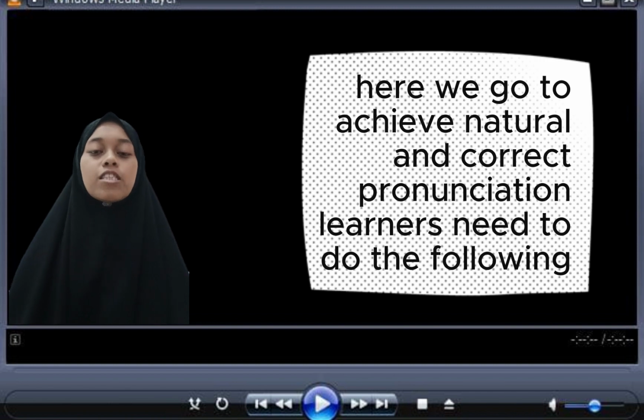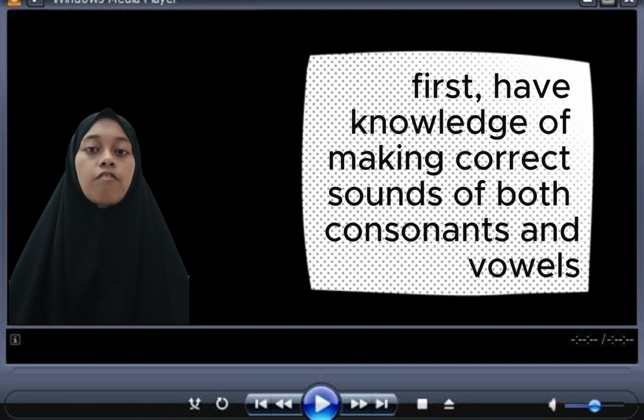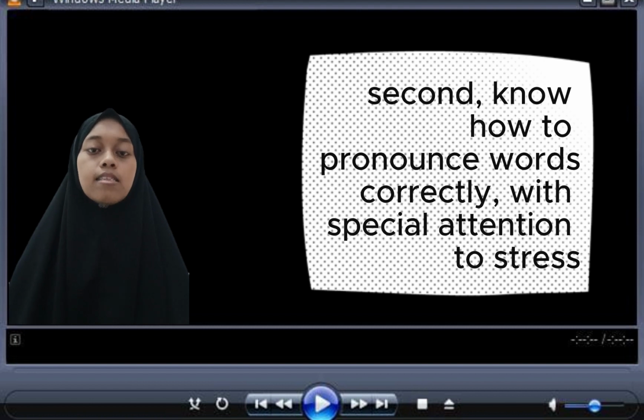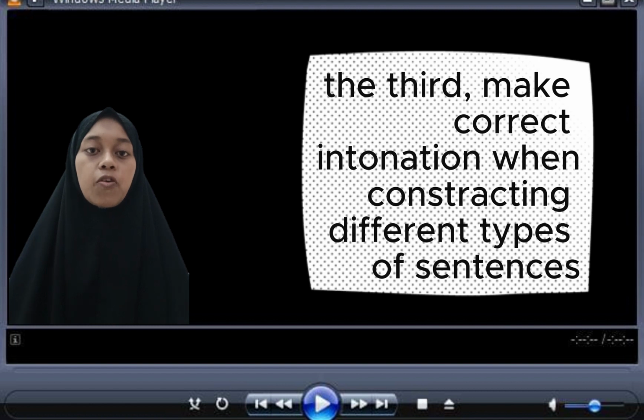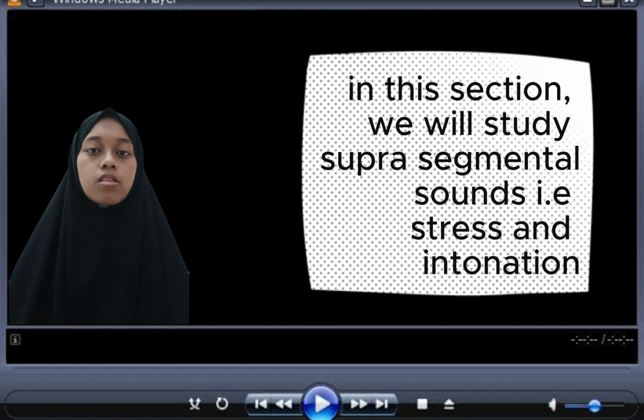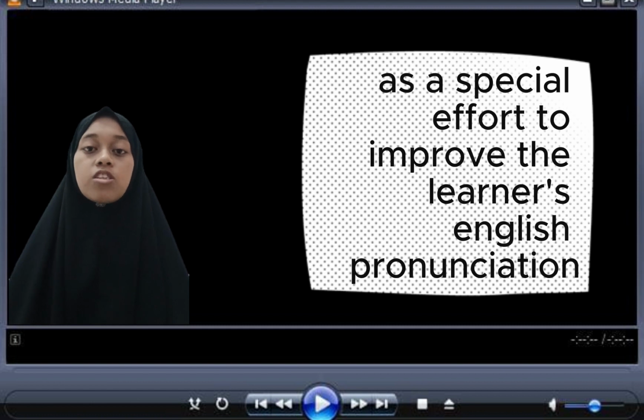Here we go. To achieve natural and accurate pronunciation, learners need to do the following. First, have knowledge of making correct sounds of consonants and vowels. Second, know how to pronounce words correctly with special attention to stress and intonation. The third, make correct intonation when constructing different types of sentences. In this section, we will study suprasegmental sounds, stress and intonation, as a special effort to improve the learner's English pronunciation.